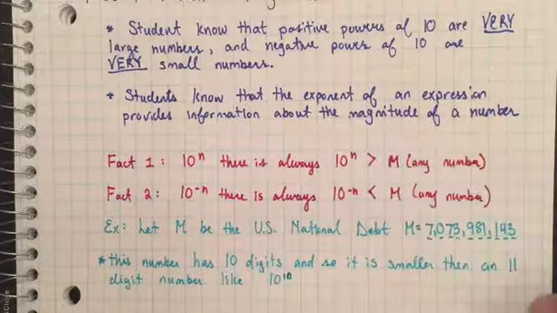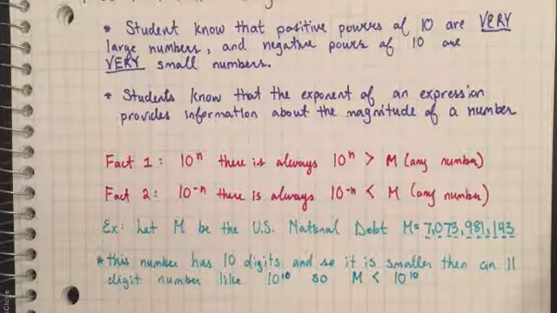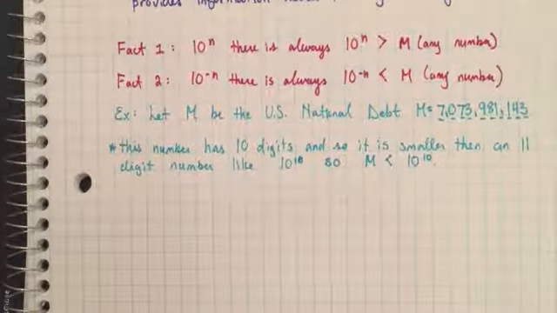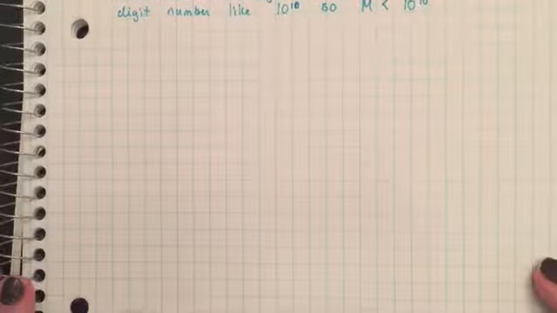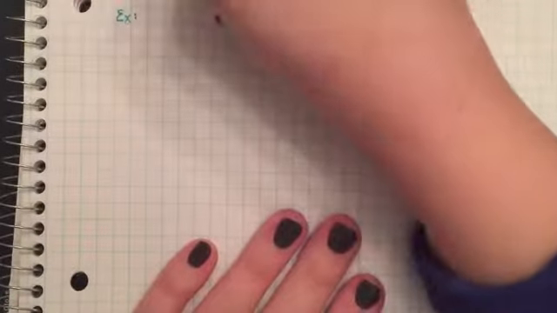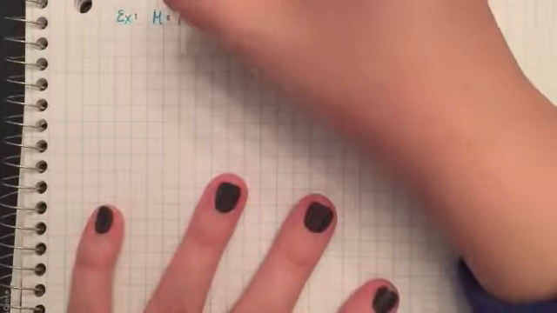It's actually smaller than a 10-digit number, because if I round up that 7, I get m is smaller than 10 to the 10th power. So the magnitude just gives me a comparison.